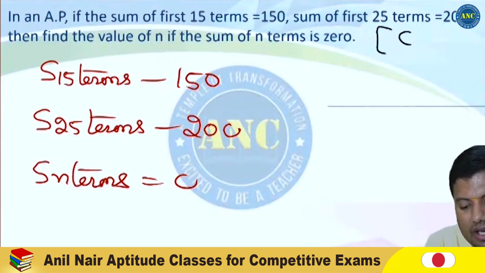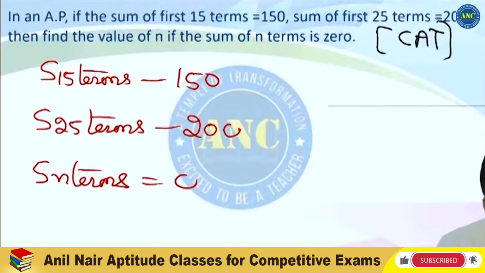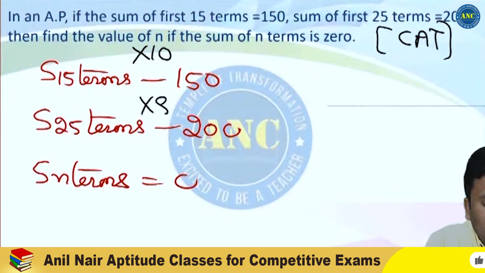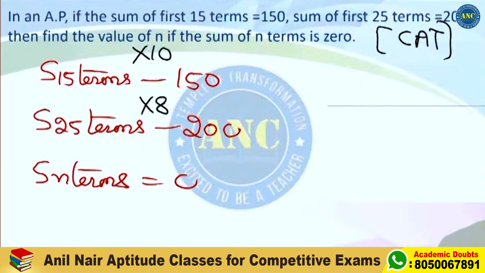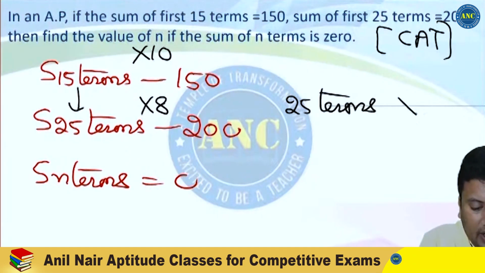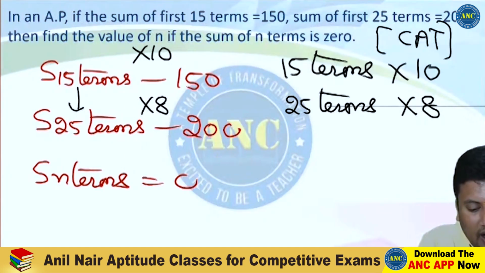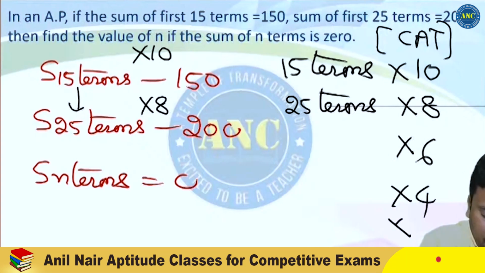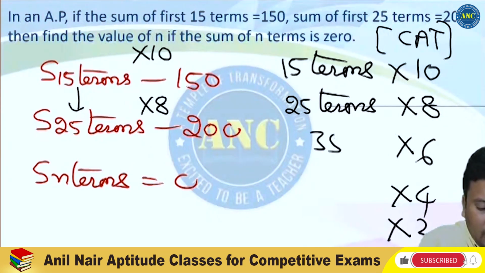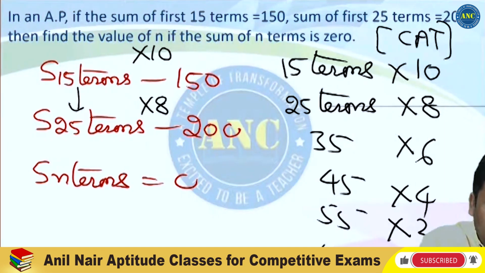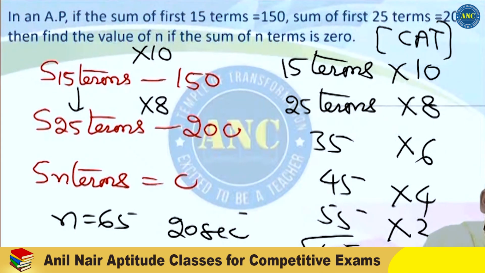For your information, this is again an original CAT question. This is into 10, this is into 8. 10 terms increase, it is decreasing by 2. So 25 terms, it is into 8. 15 terms, it is nothing but into 10. I need 0, into 6, into 4, into 2, into 0. 35, 45, 55 and 65. N value is 65. 20 seconds it will take to solve the problem.